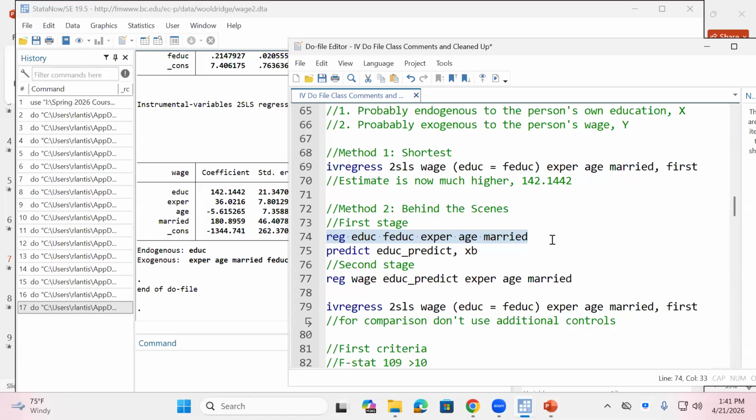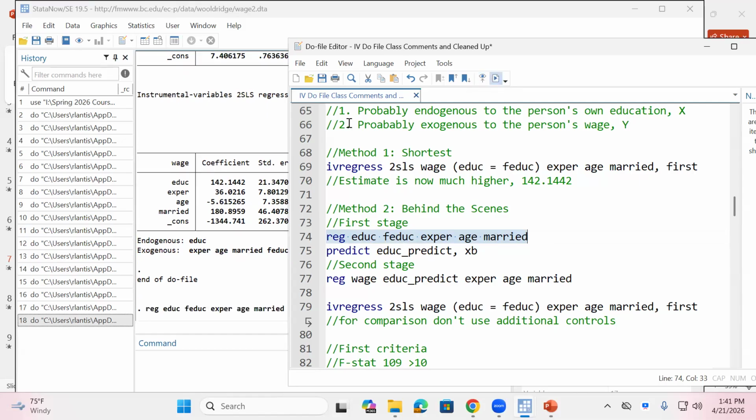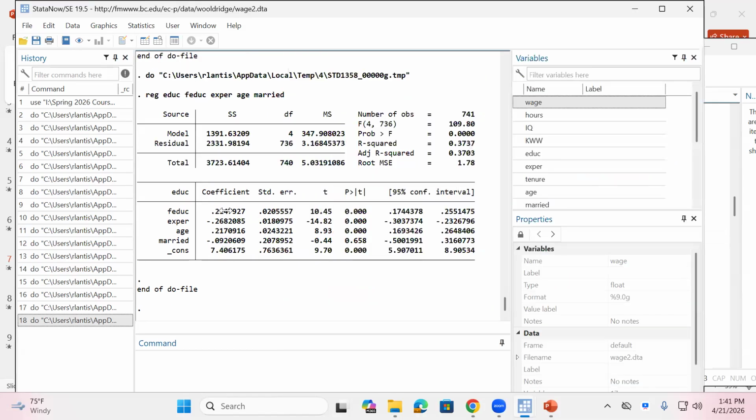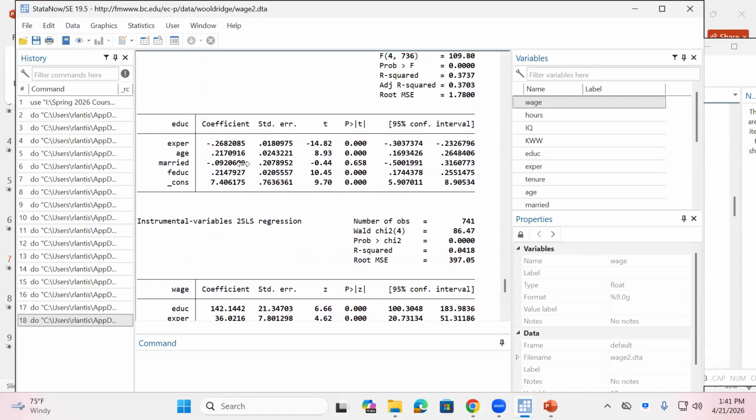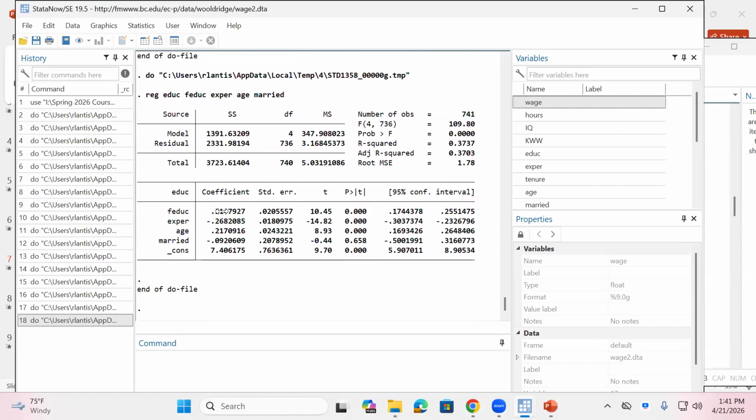So sometimes, as you're working on this problem set, it helps to write out what you're doing with these variables. We can break this down into steps instead of relying on that built-in tool. Our first stage was trying to predict that X variable with all of our controls and our instrument. When I run that regression, I should see the same result. I've got my first stage here from the built-in tool, and here I just ran the first stage. I get the same estimate on that instrument.